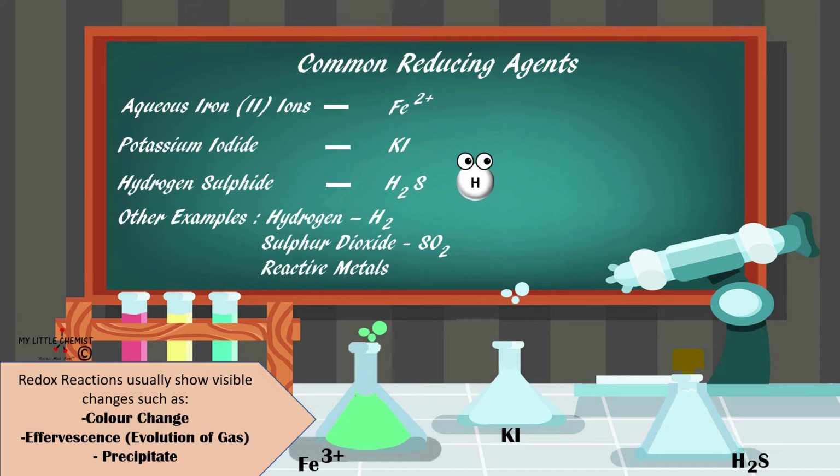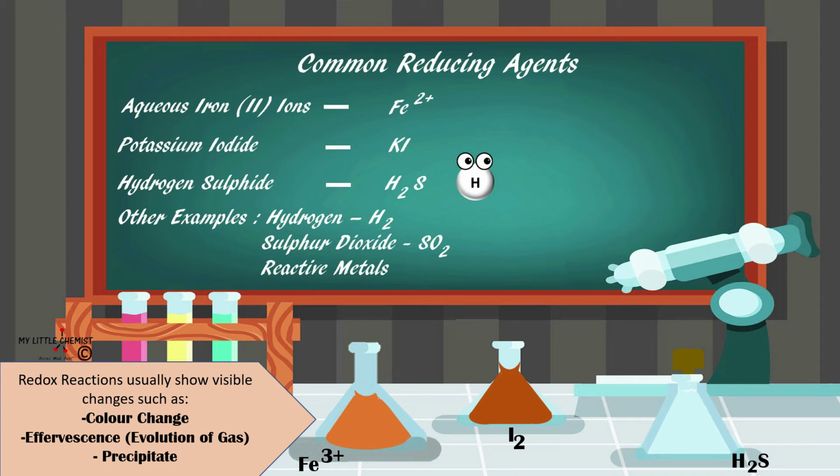When iron 2 ions reduces a substance, it changes from pale green to its brown 3+ ions. Remember that a reducing agent also becomes oxidized when it reduces a substance. When potassium iodide reduces a substance, it changes from colorless to brown. This is because the iodide ions have in turn been oxidized to iodine in the reduction process.